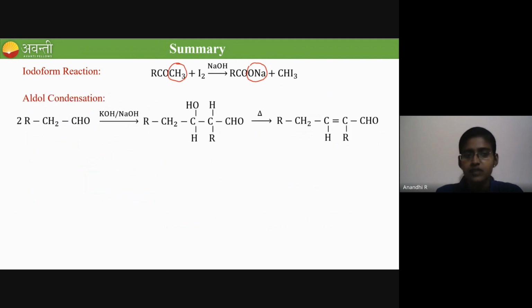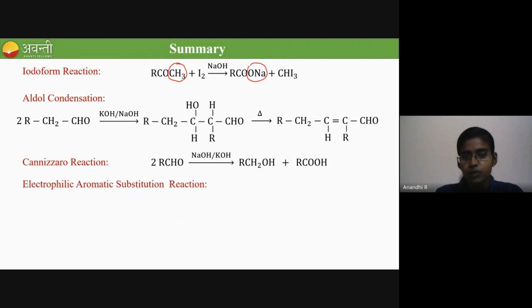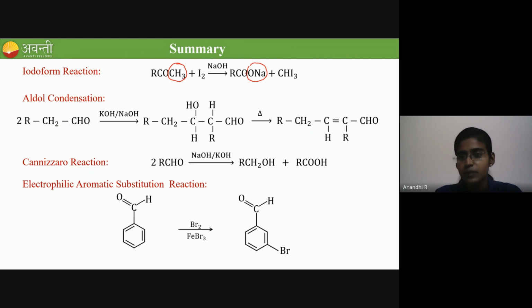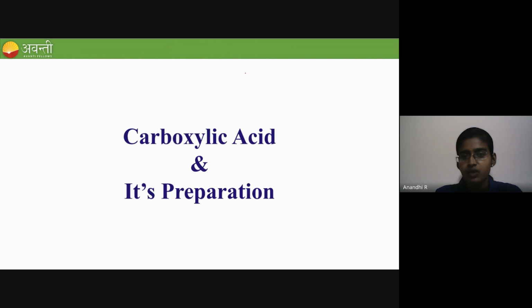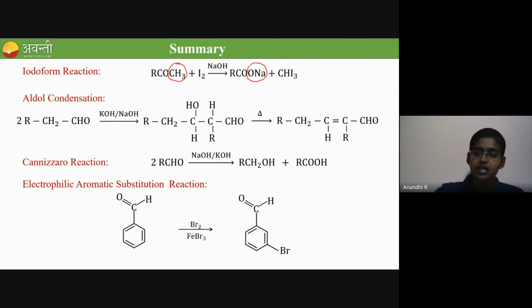And then we have seen aldol condensation, and thirdly, Cannizzaro, where one product gets oxidized and the other compound gets reduced, and at last the aromatic substitution reaction. Halogenation we have discussed. Okay. So do you have any doubts here in the aldehydes and ketones part from today's class?